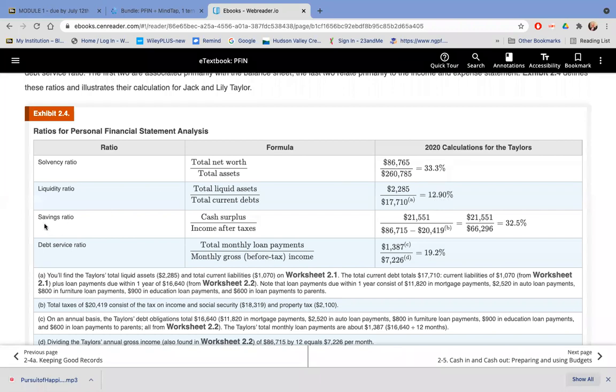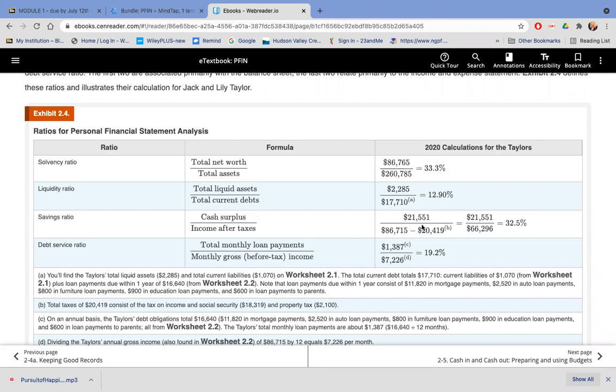Okay. Now the savings ratio is very important, right? Because the savings ratio is literally the surplus that you calculated in the income and expense statement, right? The amount of cash surplus is the amount of income above and beyond all your expenses. So we take a look at that cash surplus and we compare it to your income after you've paid taxes. Now this is simply net income, for those that just look at your paycheck. And this is a very important ratio because this is where wealth is built.